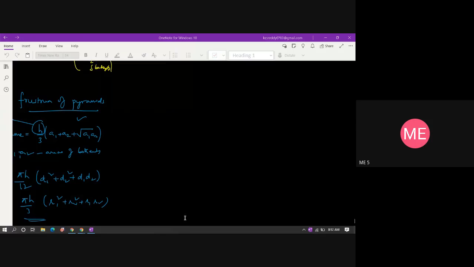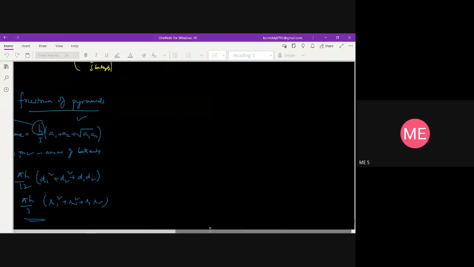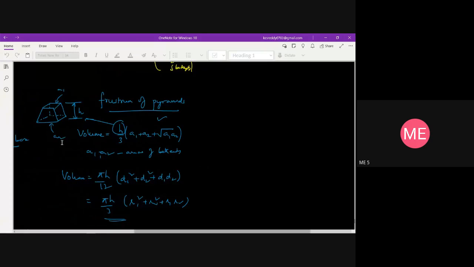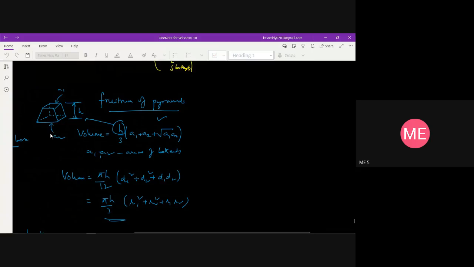Next, coming to the frustum of pyramids. How do we calculate the volume of the frustum of a pyramid? If I take a frustum of a square pyramid, there will be two areas, A1 and A2. The bottom base is area A2, and the top base is A1, and the height of the frustum is h. Then the volume is given as h by 3 into A1 plus A2 plus square root of A1 A2.